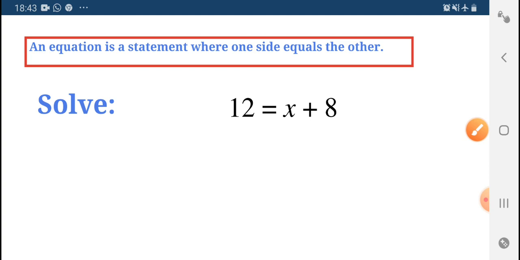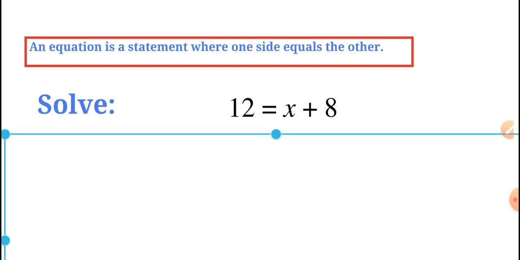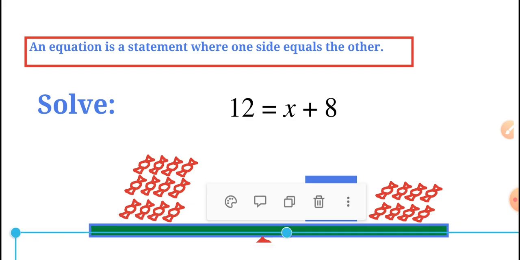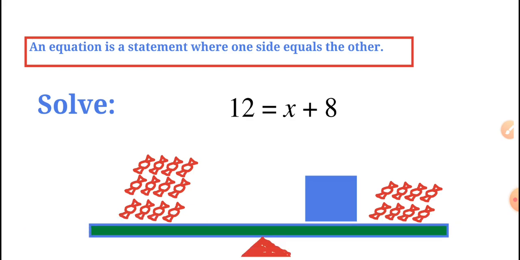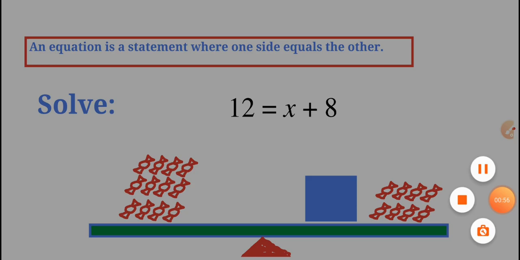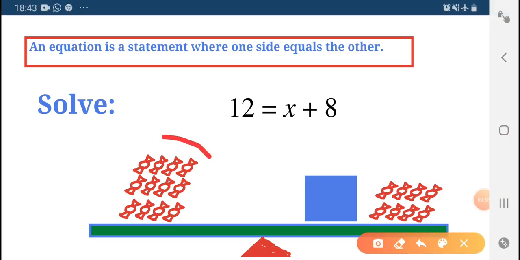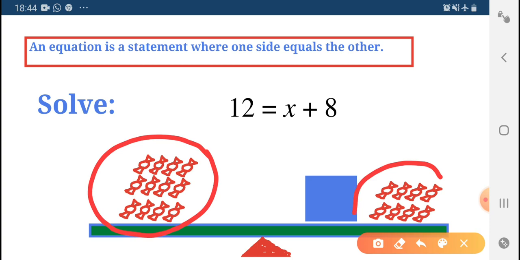Now before we can start tackling this question, I want to show you in a pictorial way what we're trying to do. So I've set up this seesaw. On the left hand side we have 12 sweets, and the right hand side is balanced by 8 sweets and also a box of sweets. Now in this box there's an unknown number of sweets.